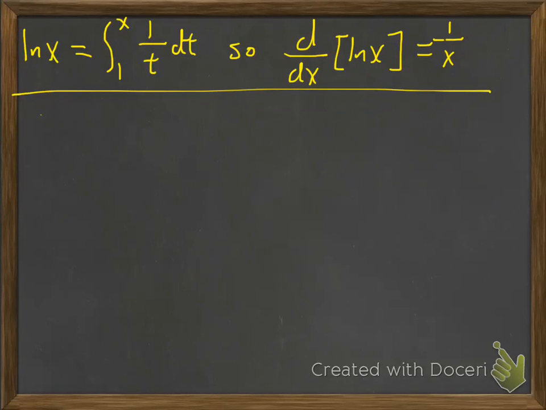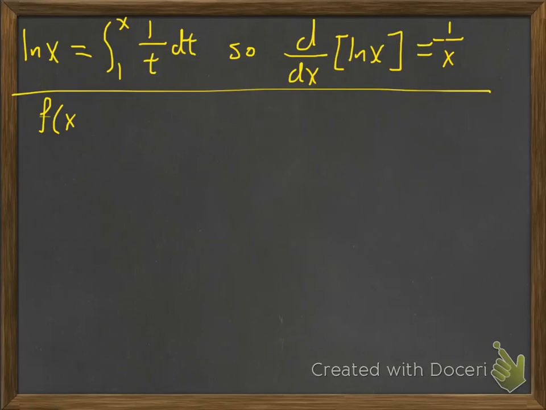All right, one of our first applications of the second fundamental theorem of calculus is if we define the natural log of x to be the definite integral between 1 and x of 1 over t dt. If we take the derivative of the natural log of x, it's going to give us 1 over x by the second fundamental theorem of calculus. So let's do a couple of examples that deal with this.